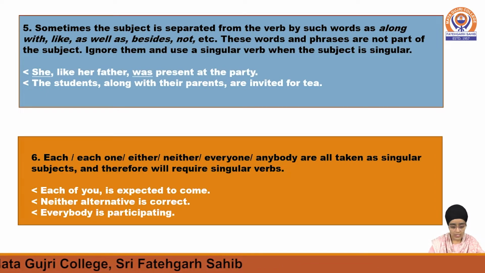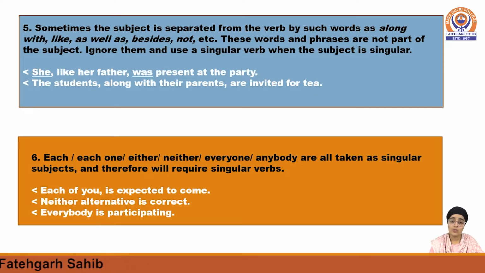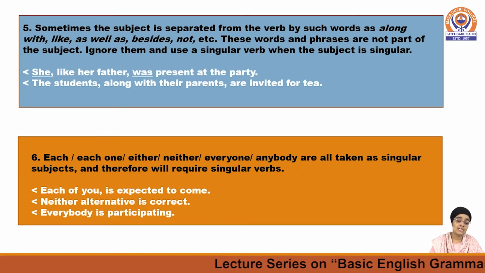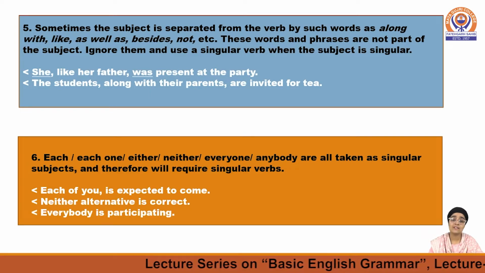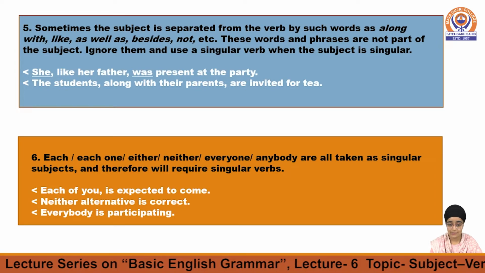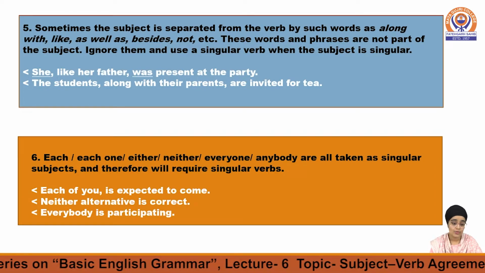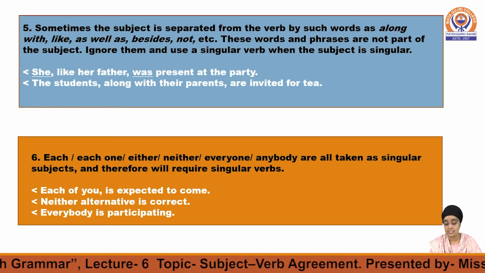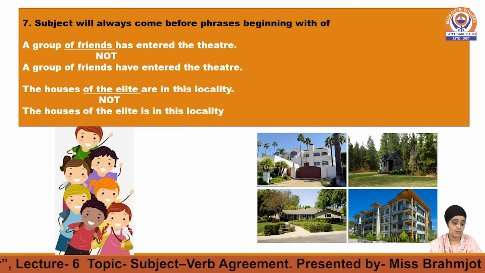Sixth, words such as each one, either, neither, everyone, anybody. All of these have to be taken as singular subjects, and therefore they will use singular verbs. So each of you is expected to come, not are expected to come. Neither alternative, neither of the two alternatives is correct. Everybody is participating, not are participating. So these are common errors that we tend to make. So each one, either, neither, everyone, and anybody, all of these are singular subjects. Therefore, use singular verbs with them.